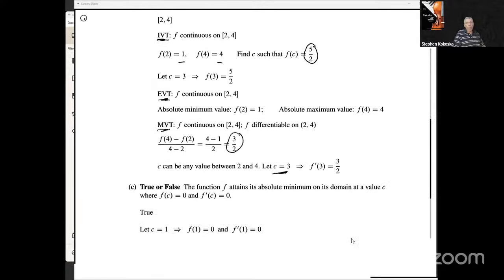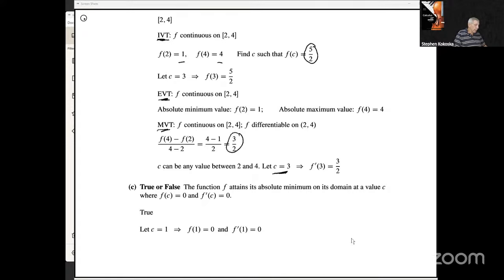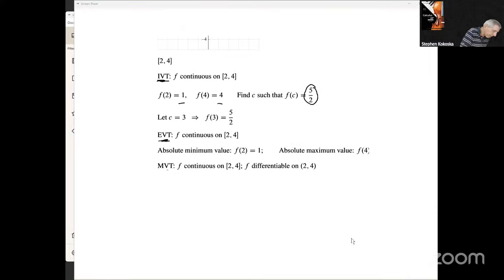Now, there was one more part to this problem number 1. It was a true-false question. It says, look, the function f attains its absolute minimum on its domain at a value of c, where f of c is equal to 0, and f prime of c is equal to 0. Let's see, is that true? Well, it turns out to be true, and I'm going to sneak a peek back up here for a minute.